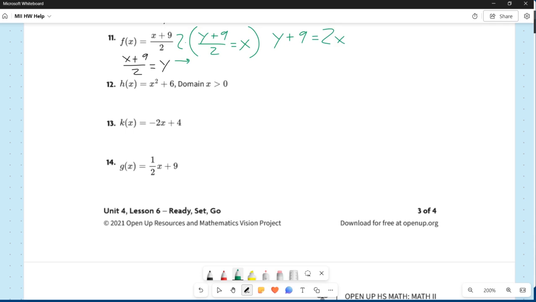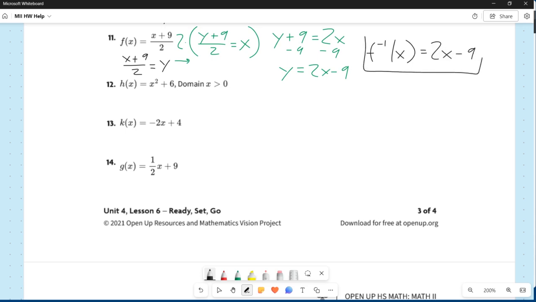And the rest of this is pretty straightforward. I'm going to subtract 9 from both sides to get y by itself. So that gives me y equals 2x minus 9. And to express my answer using function notation, my original function was f of x, which means the inverse is going to be f inverse of x. It's going to undo whatever f did. And specifically, it's going to be 2x minus 9. That's my inverse function for f.